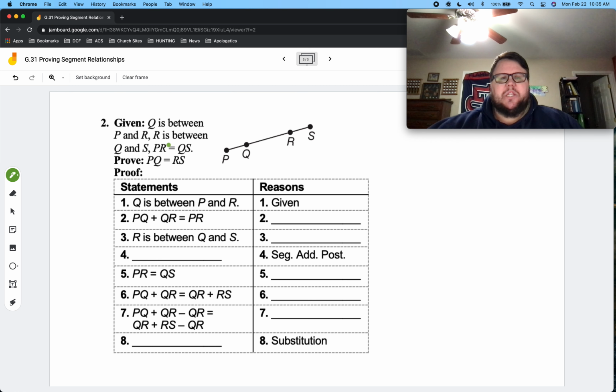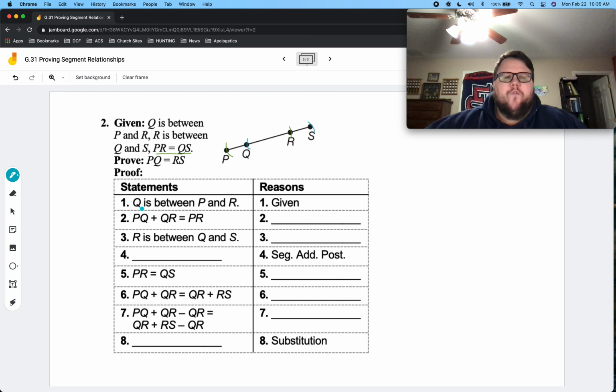So they give us a bunch of different things. Q is between P and R. R is between Q and S. PR equals QS. So first thing I want to do, on my drawing here, I want to say PR equals QS, just so you guys can see that.